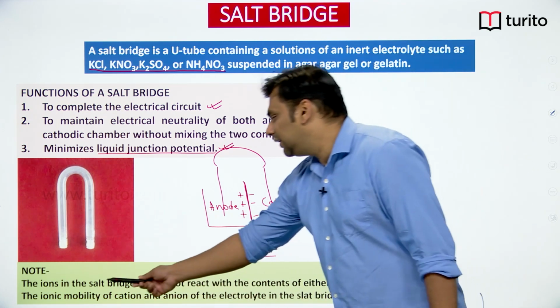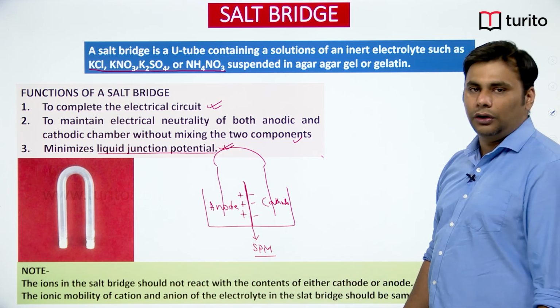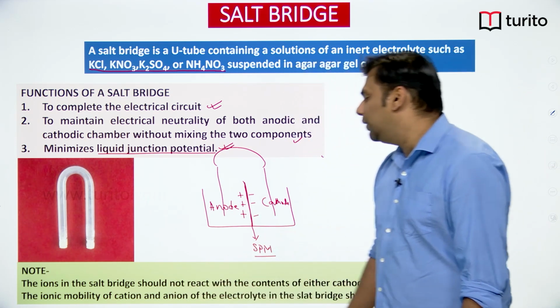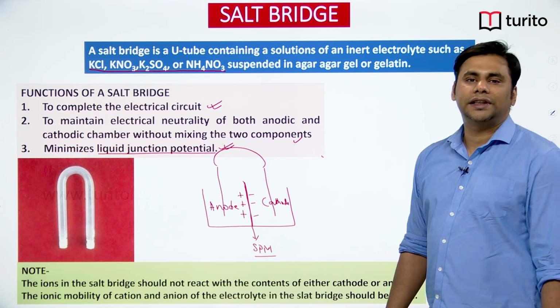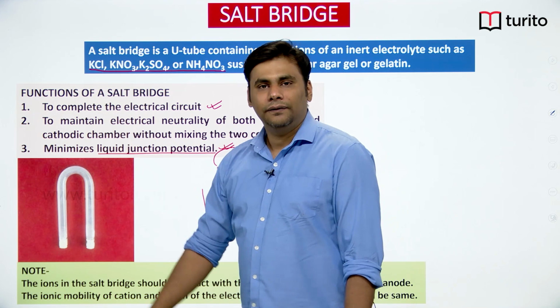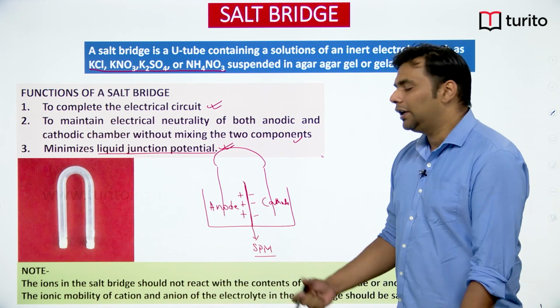You can read that the ions in the salt bridge should not react with the contents of either the cathode or anode, and the ionic mobility of the cation and anion of the electrolyte in the salt bridge should be the same. So we'll choose the electrolyte which has cation and anion having the same ionic mobility.